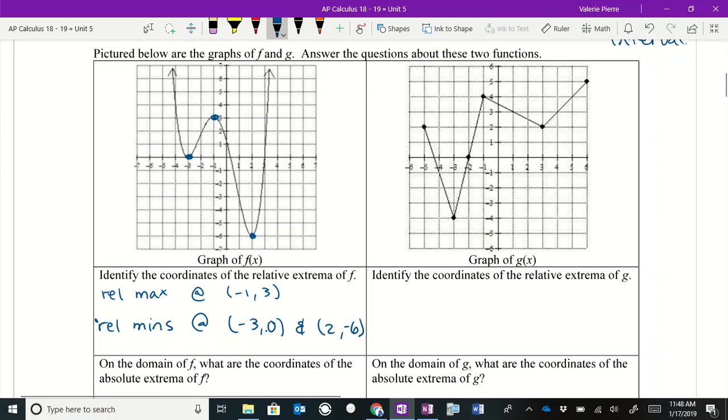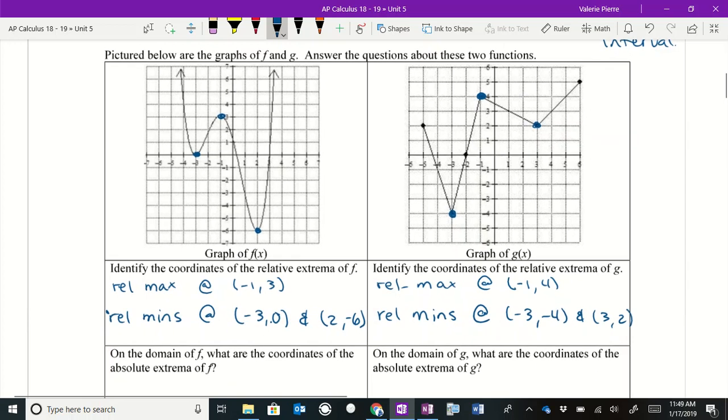Okay. Similarly, for g of x, we're looking for max and mins. So we have a few going on here. We have relative max at (-1, 4), and relative mins at (-3, -4) and (3, 2). Okay, so those are our relatives.